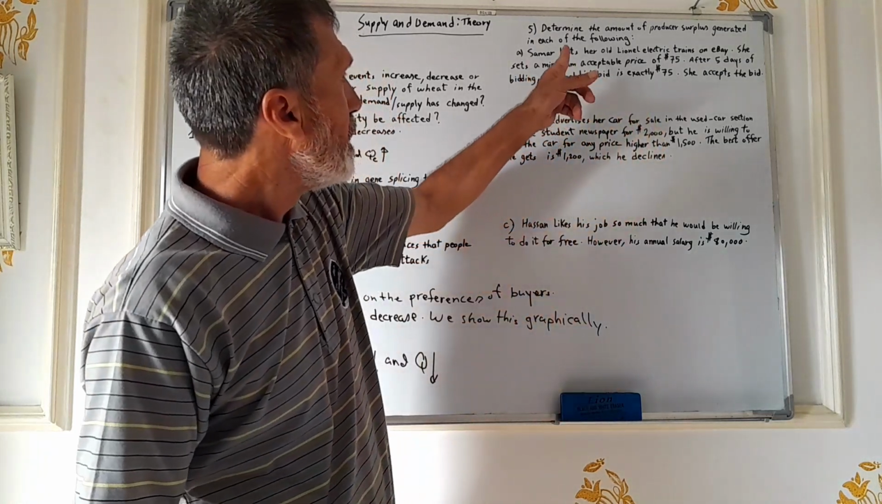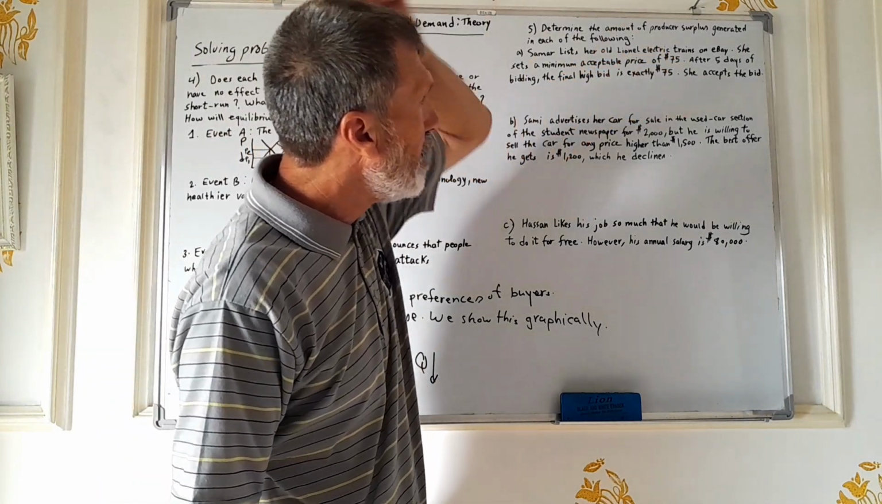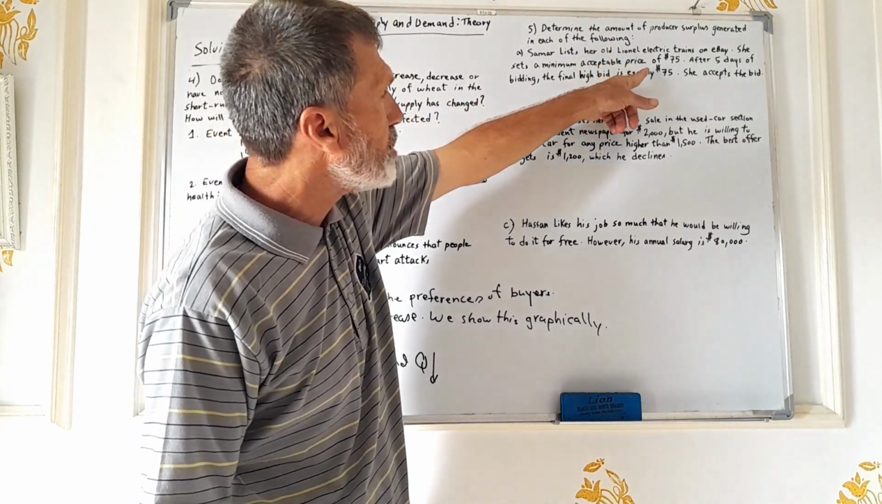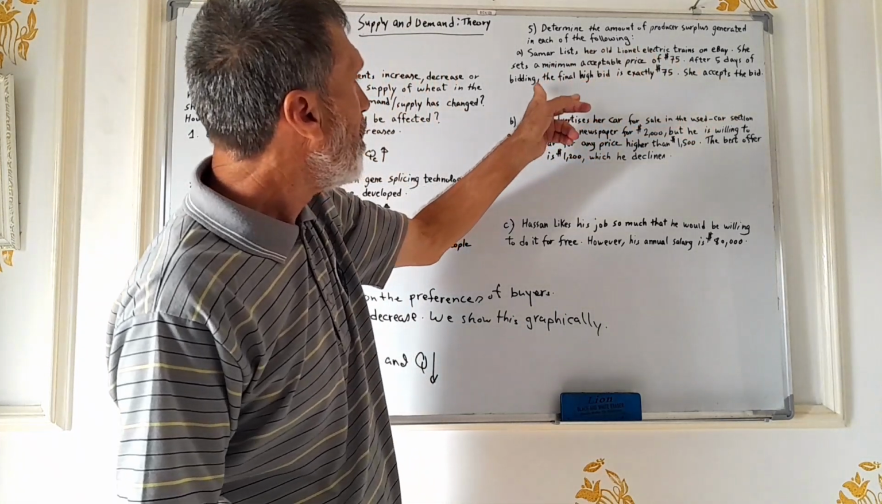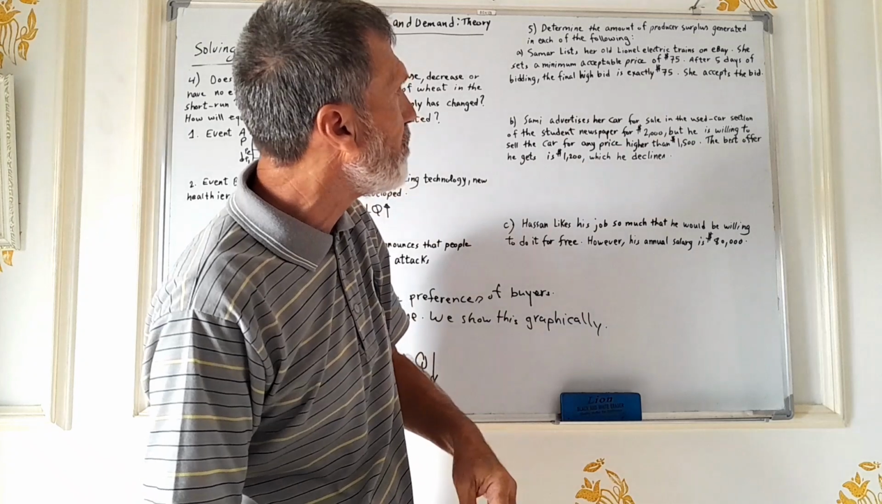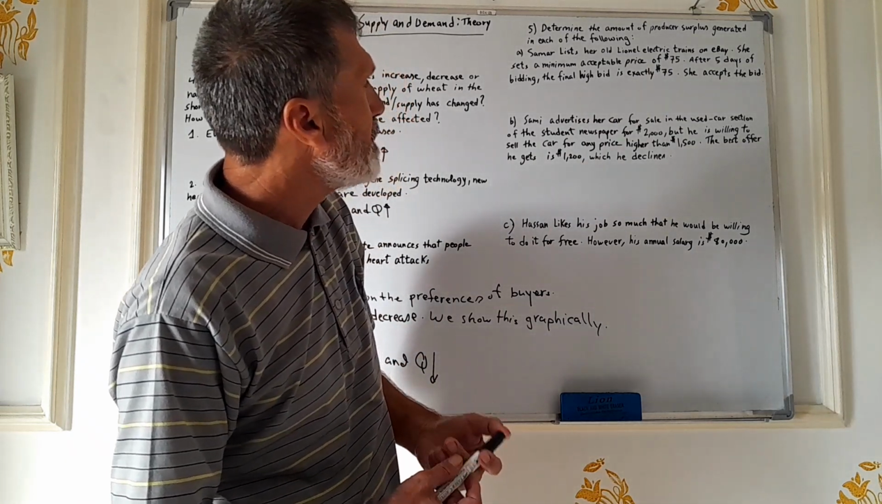Let's look over here. Summer lists her old Leonard electric trains on eBay. She sets a minimum acceptable price of $75. After 5 days of bidding, the final high bid is exactly $75. She accepts the bid. Now, what is her producer surplus?